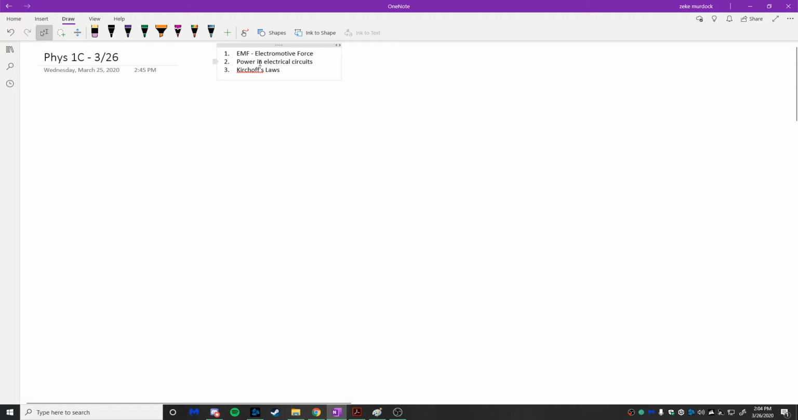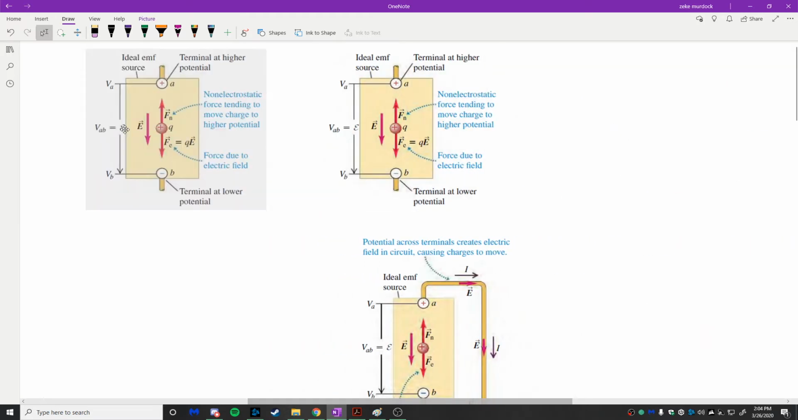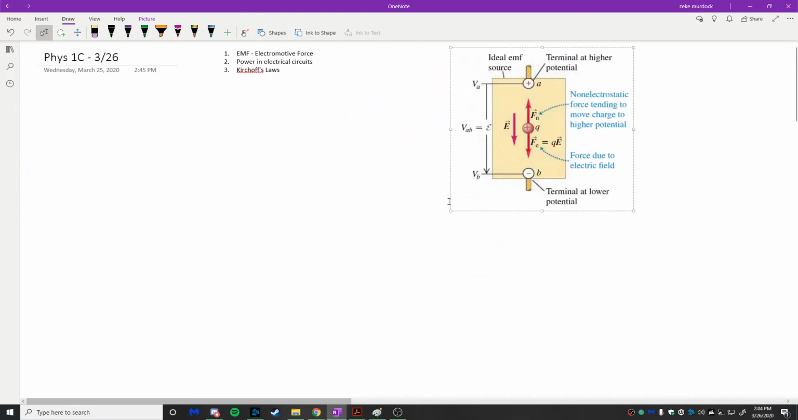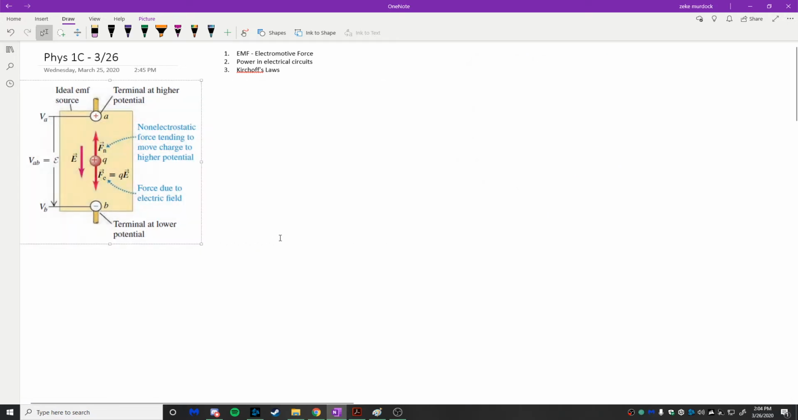All right, so let's start talking about electromotive force. I've got this little picture that I pulled from the textbook. If I tried to draw this picture myself, it would be quite difficult. What this picture represents is basically a battery. So you've got a battery, and this represents the positive side of the battery. This represents the negative side of the battery down here. And what's happening inside of it, and it doesn't have to be a battery actually, it's called an ideal EMF source. And I guess we should define what that is.